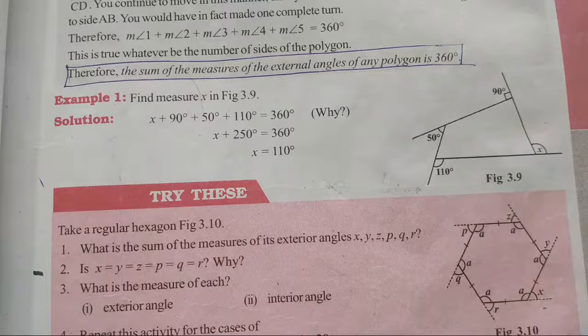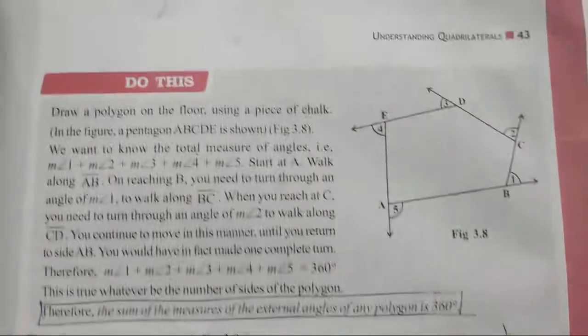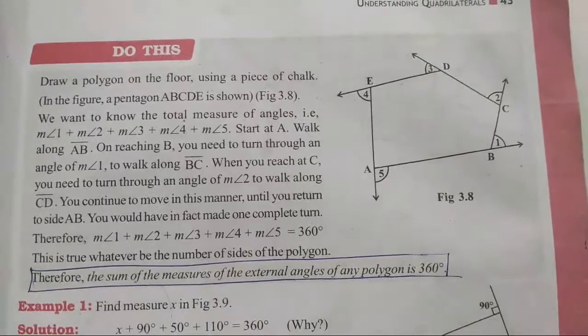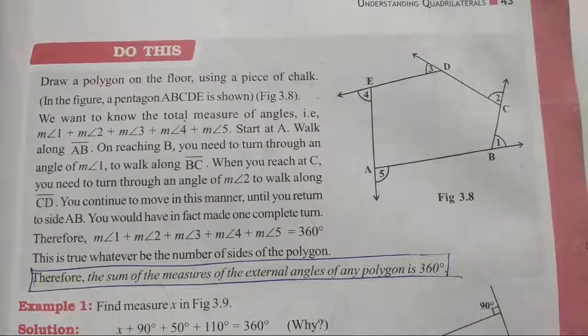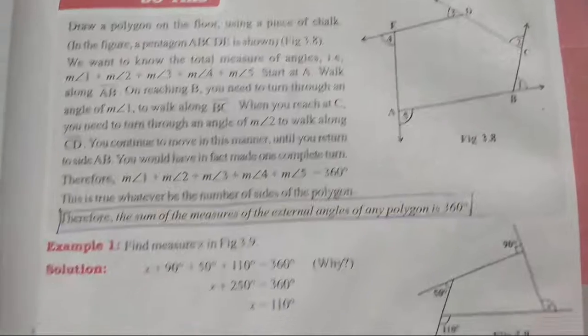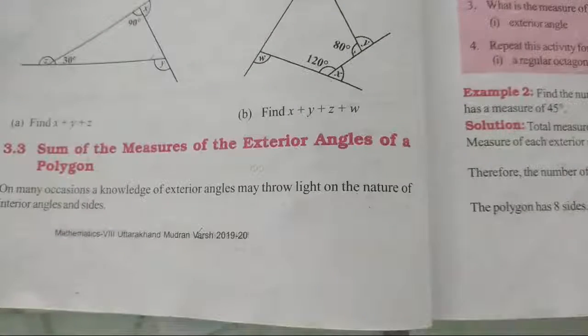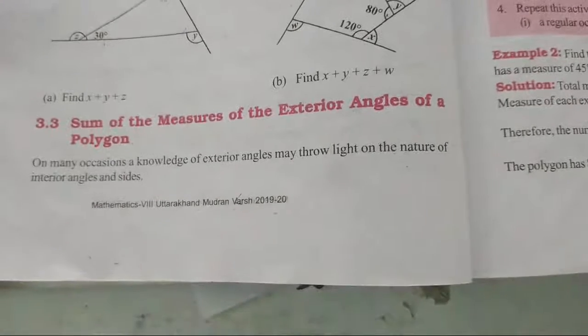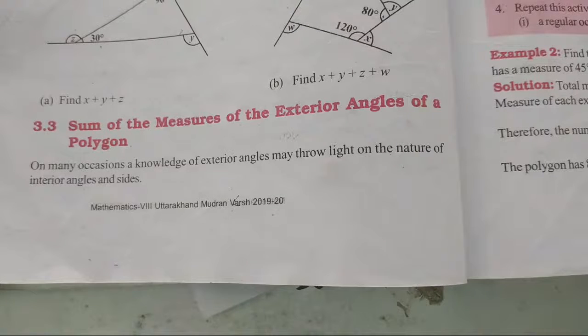Quadrilateral topic, and the property of quadrilateral which we have done earlier was that the sum of the four angles of a quadrilateral is 360, and the proof of that I had shown you. Now we will continue with the next part, that is called the sum of the exterior angles of a polygon. That was interior angles of a quadrilateral.